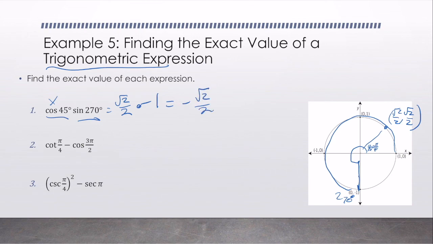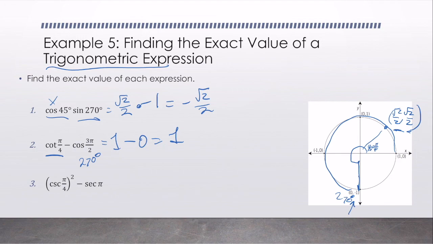If I want the cotangent of pi over 4 minus the cosine of 3 pi over 2, well, the cotangent of pi over 4, remember cotangent is x over y. Since my x and y are the same, that gives me 1. Minus the cosine of 3 pi over 2. 3 pi over 2 is 270 degrees. My cosine here is my x value, which is 0. So I get 1.